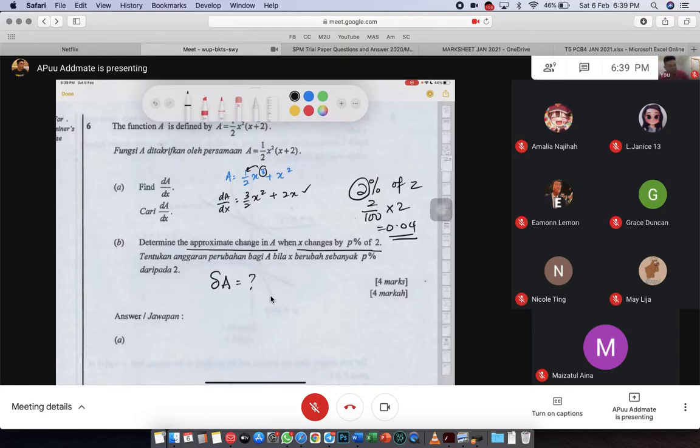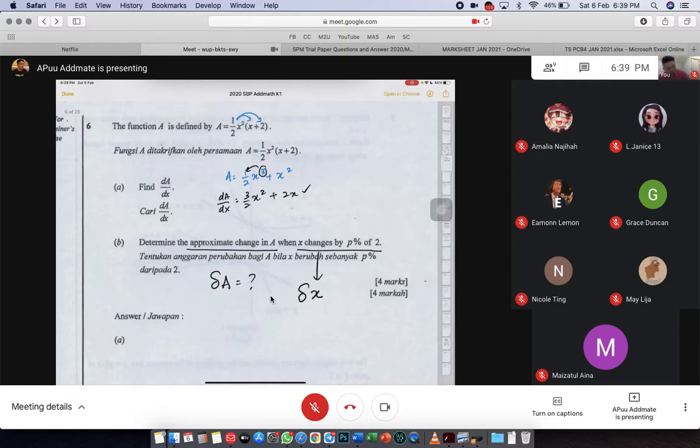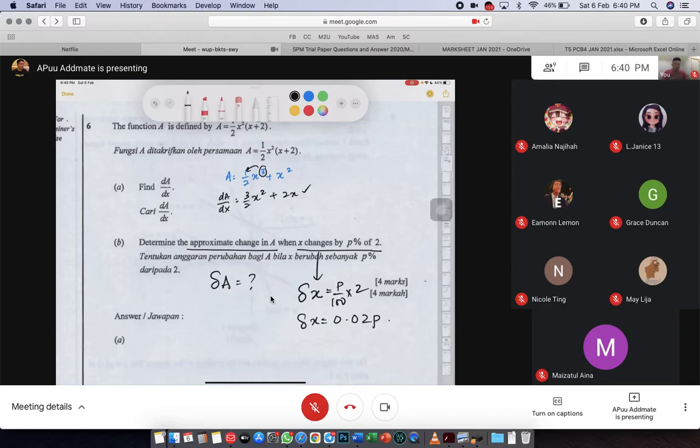Okay, so kalau dia kata X changes by P, so artinya benda ni bermaksud small change of X. Small change of X is P% of 2. P% of 2 artinya P over 100 times 2. Okay? So sama juga macam case tadi, cikgu kata 2% of 2 means it's 2 over 100. So kalau dia P% of 2, maksudnya dia P over 100 and then multiply by 2. So bila you buat macam tu, you should be able to get 0.02p. Okay, 0.02p. So this is your delta X. Itu adalah small change in X.